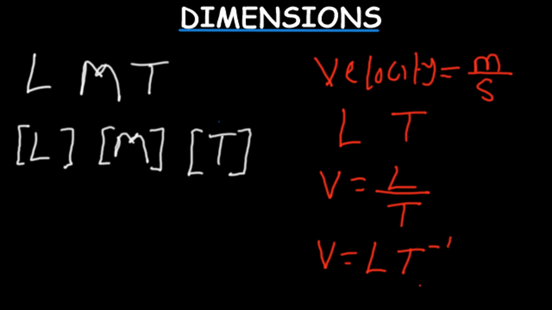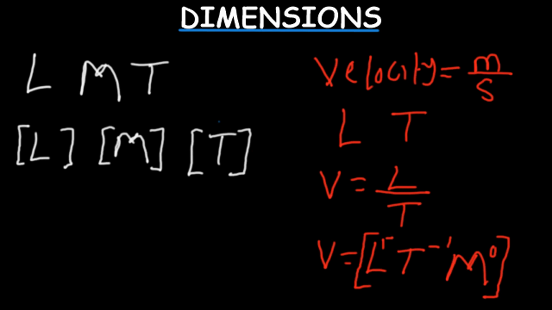Now, the fact that velocity doesn't possess mass means the dimension of mass will be 0 and the dimension of length will be 1. So let's enclose them in a bracket because they have to be in a bracket.